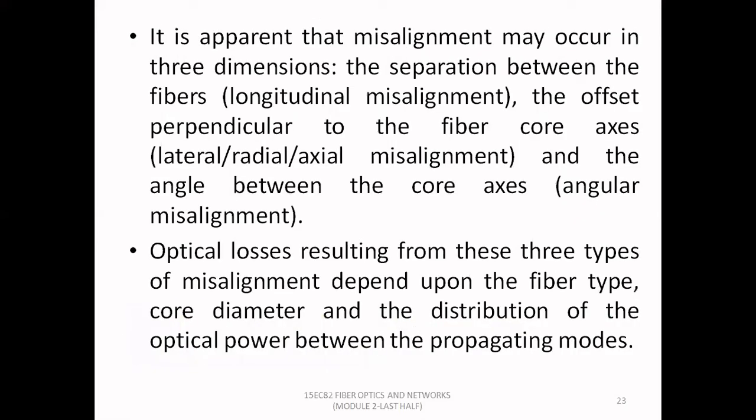It is apparent that misalignment may occur in three dimensions: the separation between the fibers, that is longitudinal misalignment; the offset perpendicular to the fiber core axis, lateral or radial or axial misalignment; and the angle between the core axes, giving rise to angular misalignment. Optical losses resulting from these three types of misalignment depend upon the fiber type, core diameter, and the distribution of the optical power between the propagating modes.